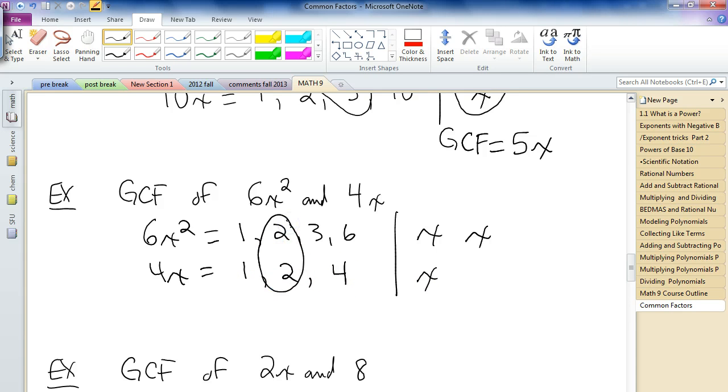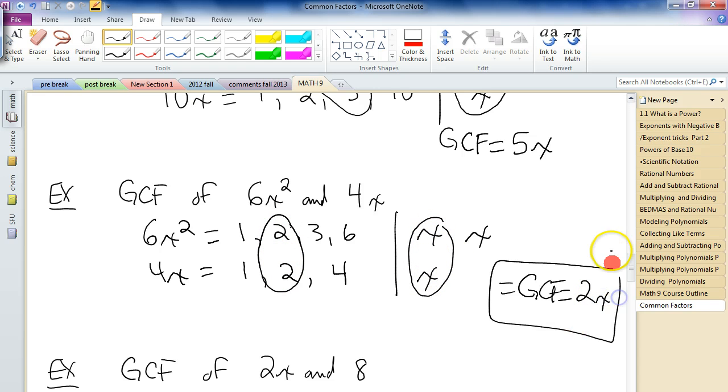So 2. What do they have in common with x's? 6x squared has 2 x's, the 4x only has the 1, so they both at least have 1x. So the GCF, or greatest common factor of these two, is 2 and x. They both have at least a 2, and they both have at least an x. Done.